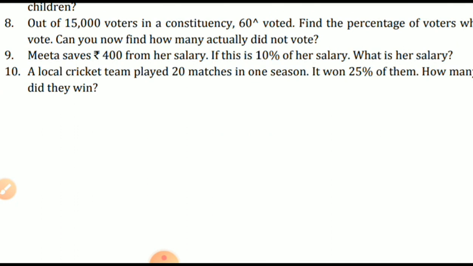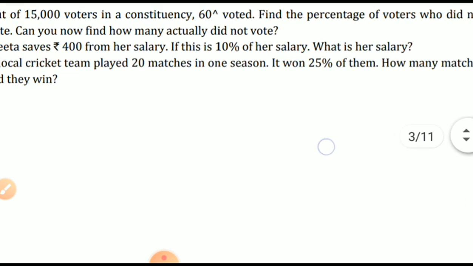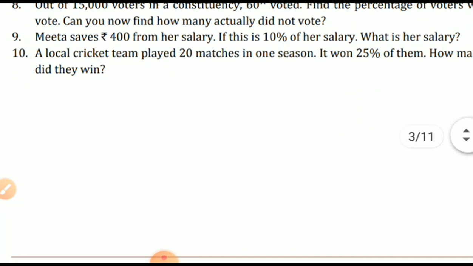The 9th one: Mita saves rupees 400 from her salary. If this is 10% of her salary, what is her salary? If 10% is 400, then find the remaining 90%, and you will get the 100% salary. Last question: a local cricket team played 20 matches in one season. It won 25% of them. How many matches did they win?